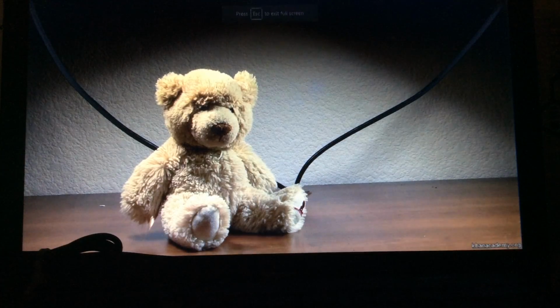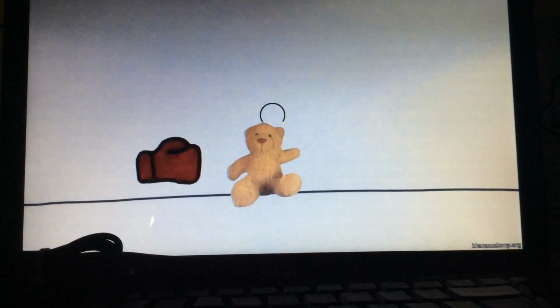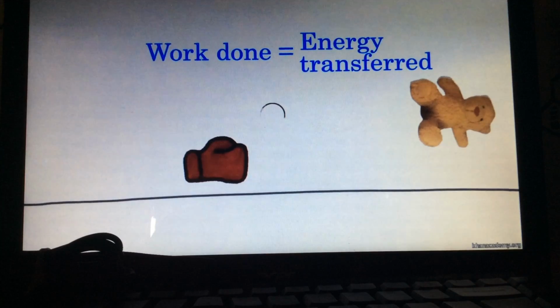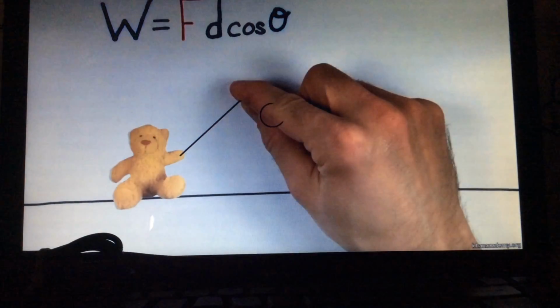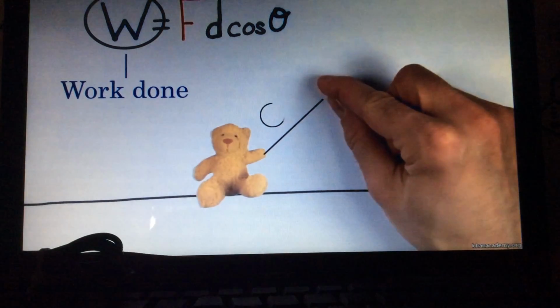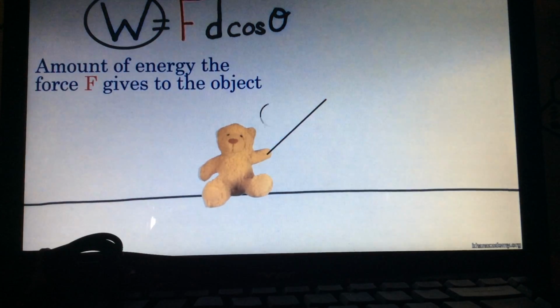To transfer energy to an object, you've got to exert a force on that object. The amount of energy transferred by a force is called the work done by that force. The formula to find the work done by a particular force on an object is W equals Fd cosine theta. W refers to the work done by the force F. In other words, W is telling you the amount of energy that the force F is giving to the object.